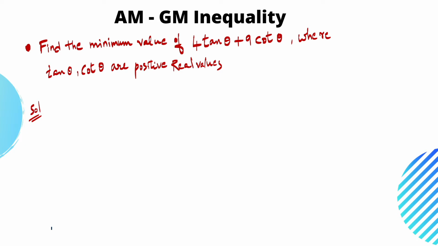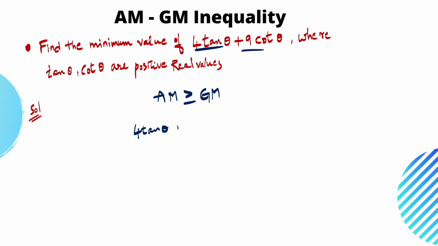Find the minimum value of 4 tan theta plus 9 cot theta, where tan theta and cot theta are positive real values. So just pause the video and try to think which property to apply. So here we have 4 tan theta and 9 cot theta. As we know, the arithmetic mean is greater than or equal to the geometric mean. So what is the arithmetic mean here? The arithmetic mean of 4 tan theta and 9 cot theta.